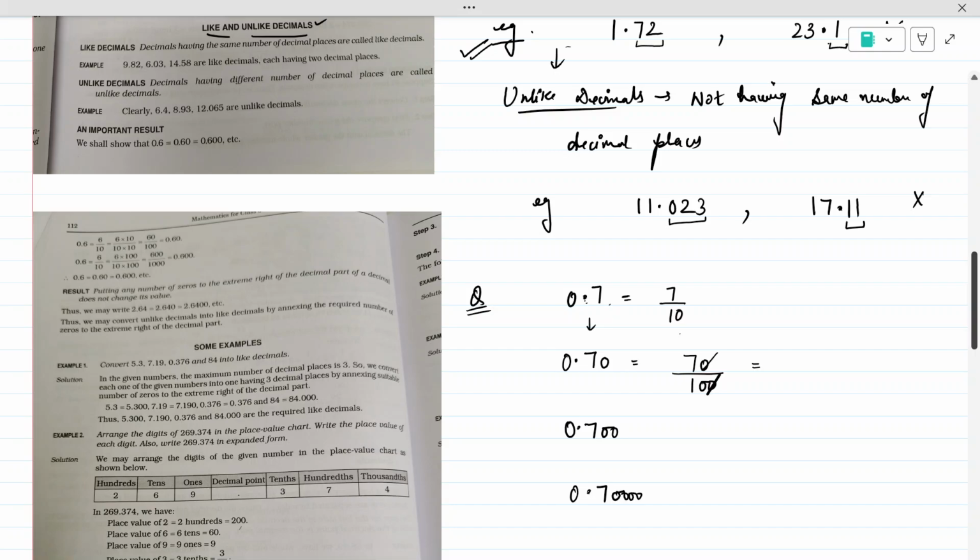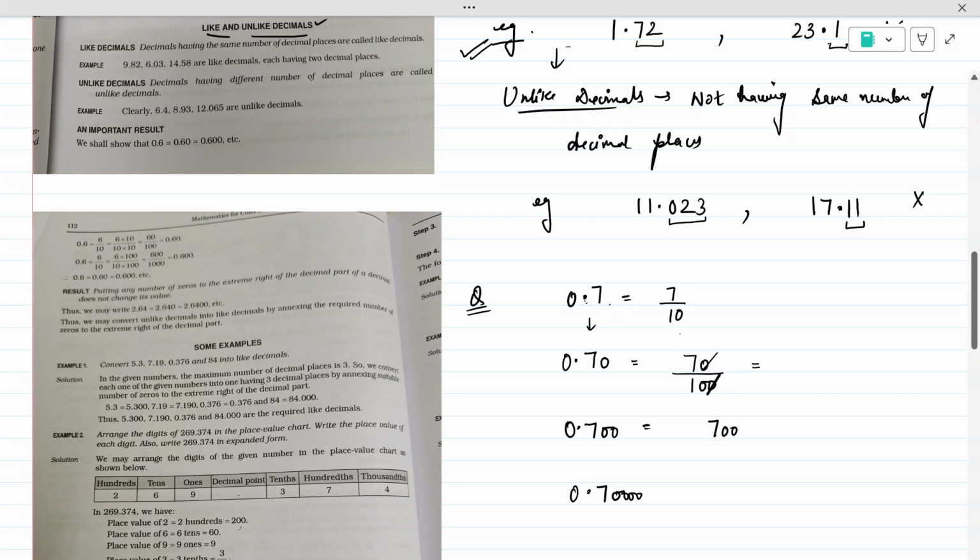The only criterion we have here is that 7 is not followed by any other digit. What that means is that if I have a number 0.76, I cannot put any 0 in between 7 and 6. That will be incorrect. What I can do is write the 0 in a decimal number after the last digit only. It should not be followed by any other non-zero number. Okay, so let's see here.